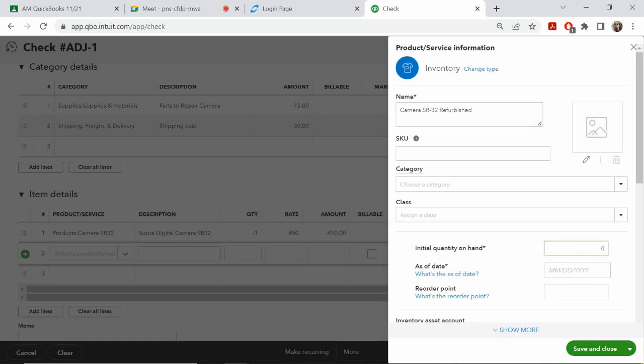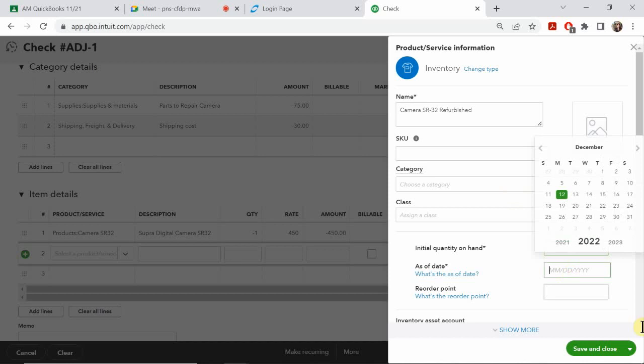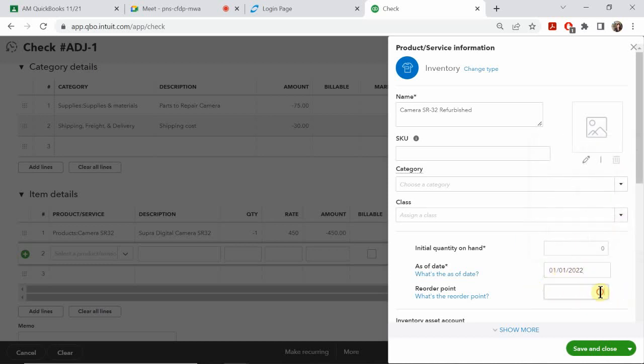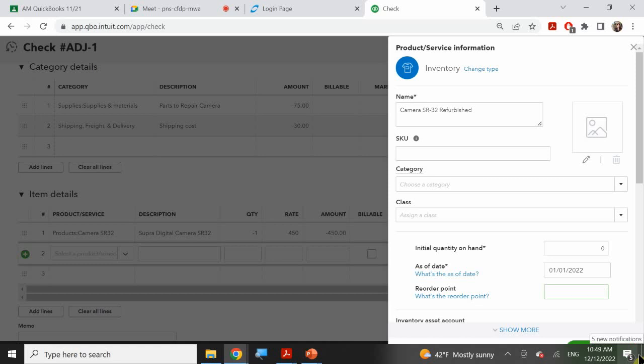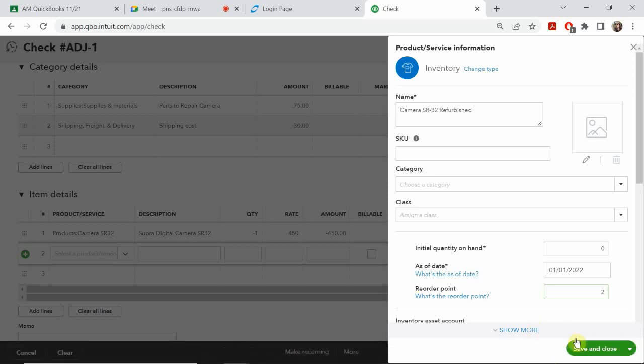So in this case, I don't have any as of the date, January. Oh, went way too far. So as of January 1st, 2022, reorder point, I'm just going to say the 2. Okay. And then let's see, what else do I need to fill in?